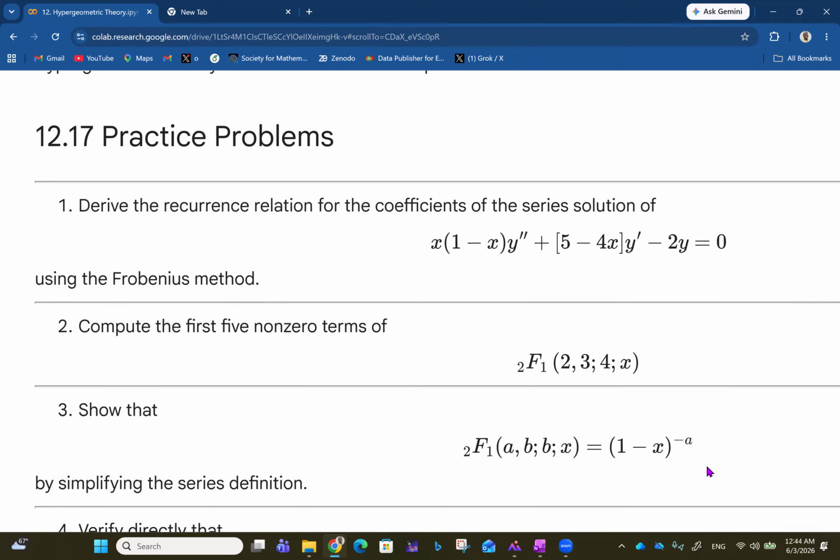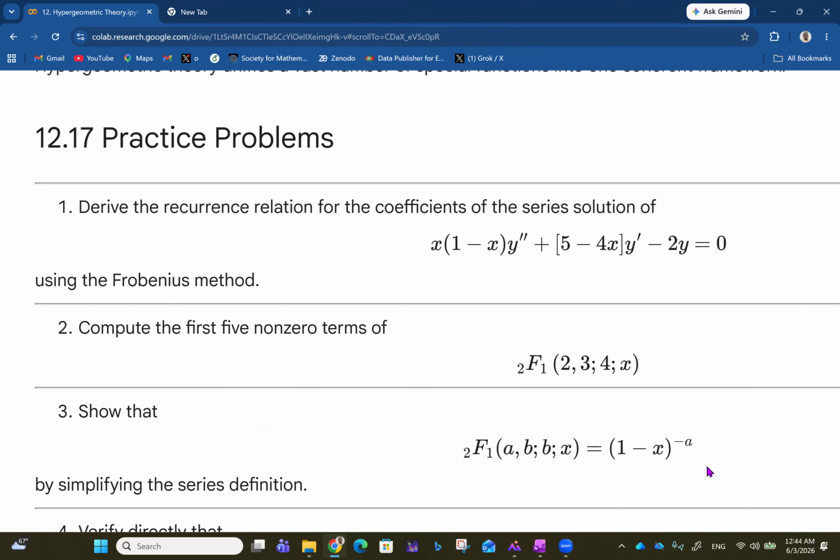So that takes us to the practice problems. And of the 20 practice problems, you're going to solve two as usual. So we see that the first one says to derive the recurrence relation for the coefficients of the series solution of x into 1 minus x, y double prime plus all of that, using the Frobenius method. I dealt with the Frobenius method a lot under the differential equations playlist. You want to check that out. Then compute the first 5 non-zero terms of this. Show that this, I think we are going to solve 3 and 14.